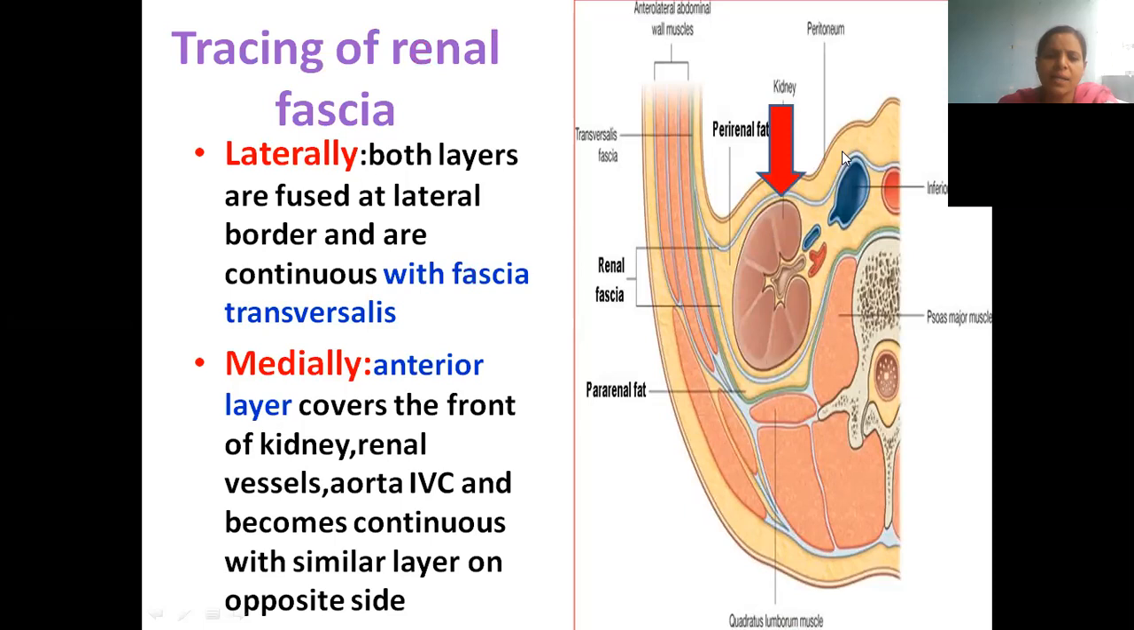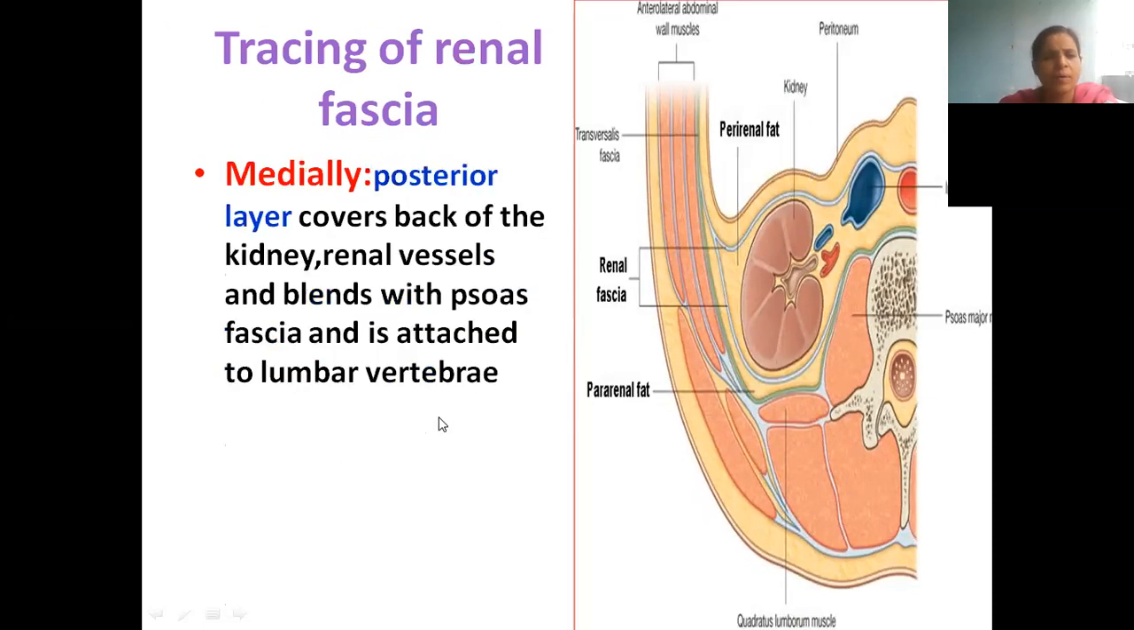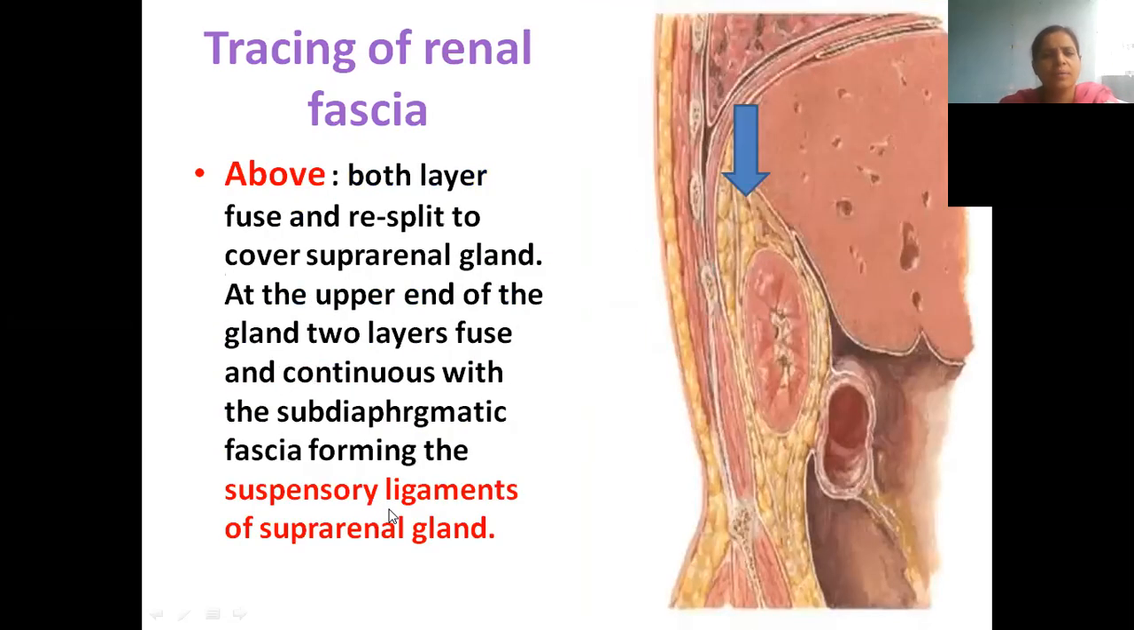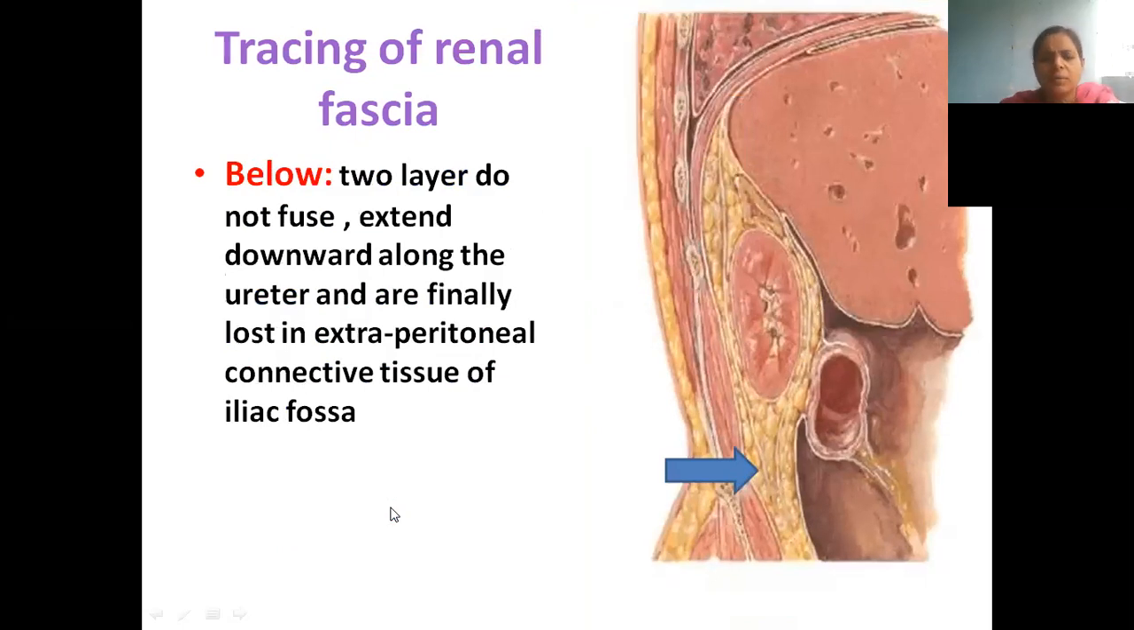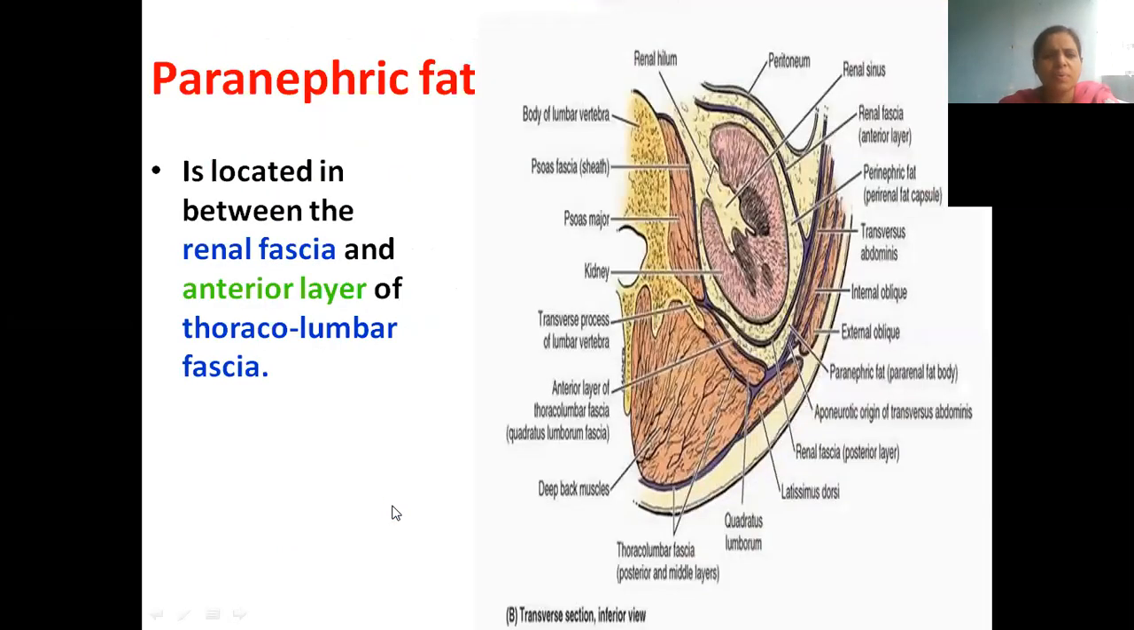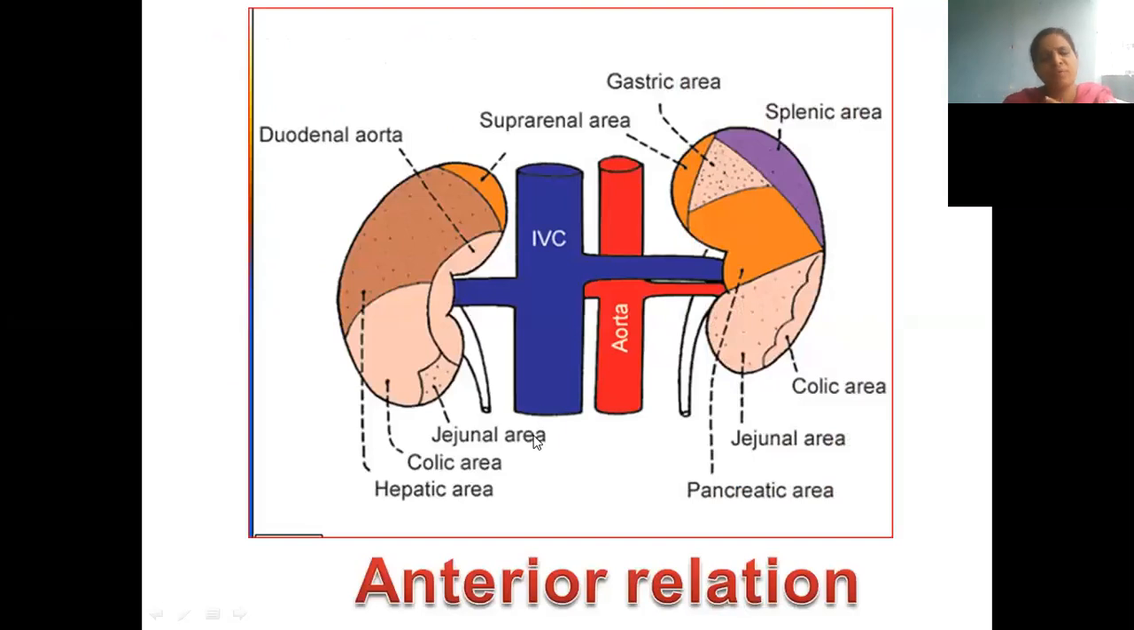Medially it is moving anteriorly to cover the inferior vena cava and abdominal aorta. Posteriorly it is going in front of the psoas major muscle and the lumbar vertebra. This is the posterior layer which goes like this. This may be a little confusing. I just don't want to confuse you.